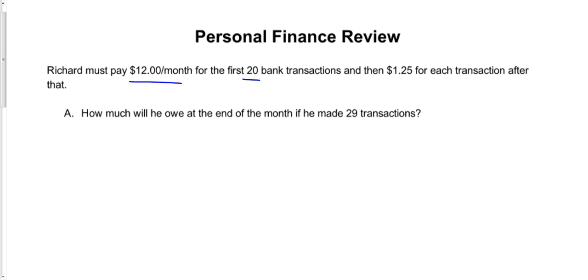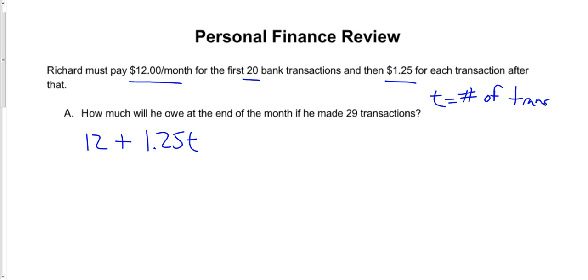transactions. So if we want to come up with a formula for this, he's got to pay $12 plus $1.25 for each additional transaction that is above 20. So we'll call this $1.25 T, and we'll say that T is equal to the number of transactions above 20.